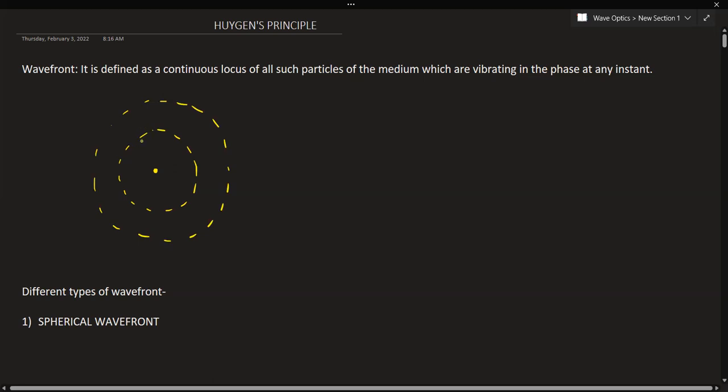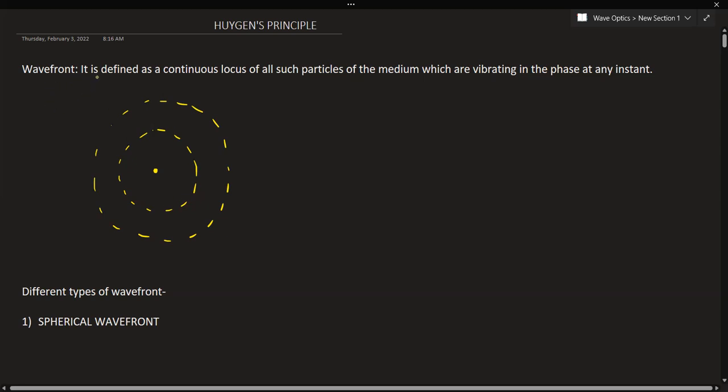All the particles lying on a crest are in the position of their maximum upward displacement. Similarly, all the particles lying on the trough, meaning on the downward portion, are in the position of their maximum downward displacement. So all these are in the same phase. So what happens? The locus of all the points oscillating in the same phase, this is what is known as a wavefront.